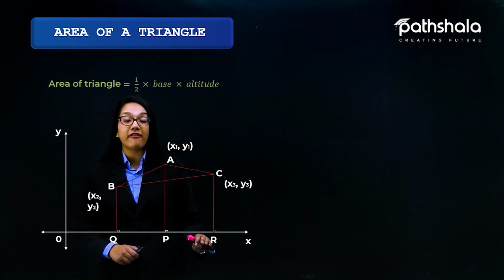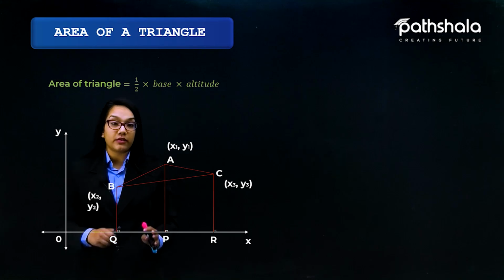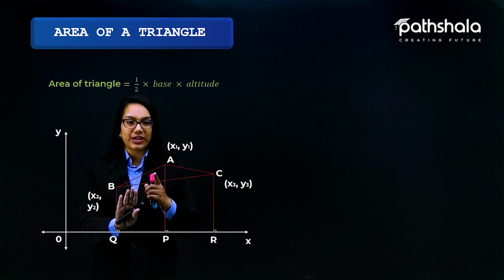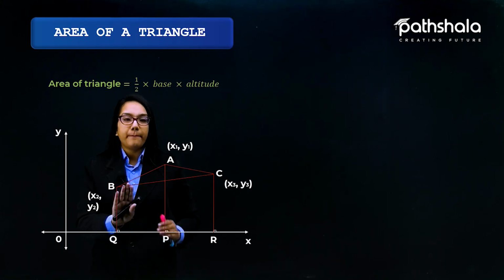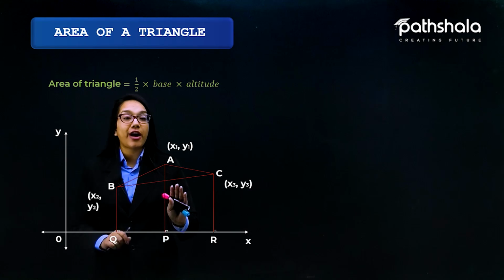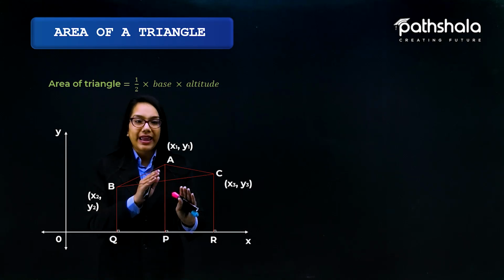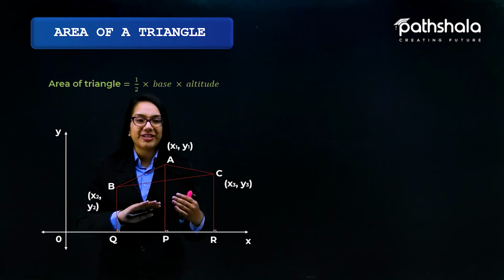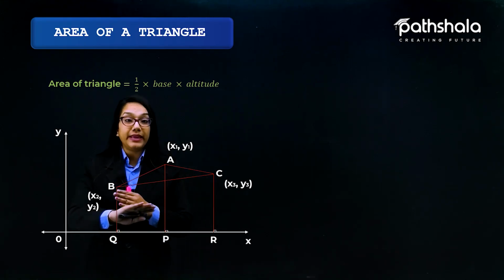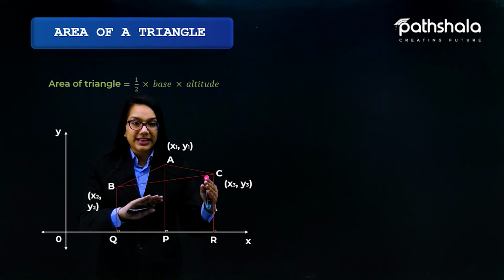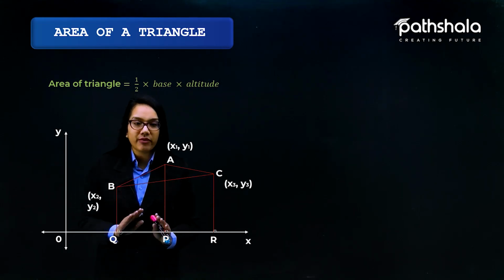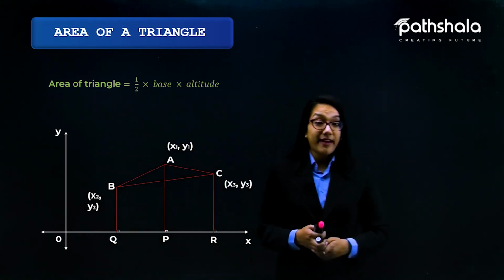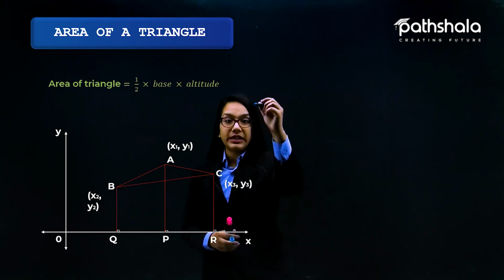As we can see, we have three trapeziums over here. What are those? The very first trapezium is ABQP. Furthermore, we have another trapezium, which is APRC. And the third trapezium is BQRC. Using these three trapeziums, we will find the area of this triangle. So let's write how we can find the area of the triangle using these three trapeziums.